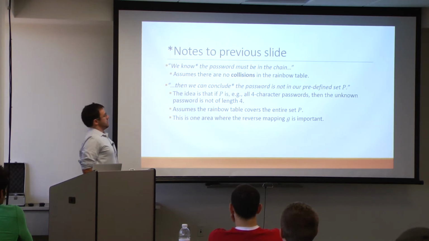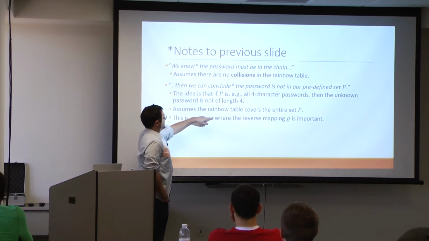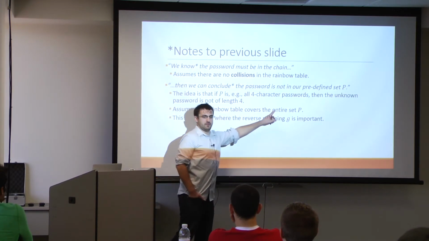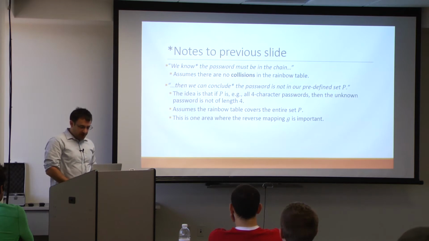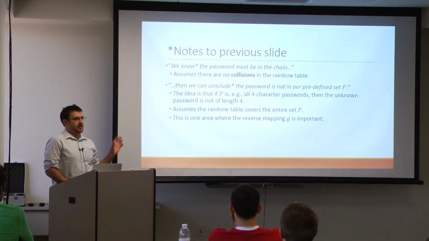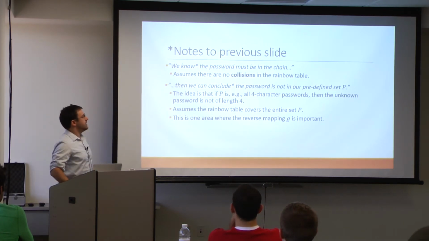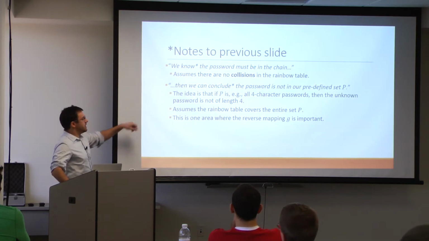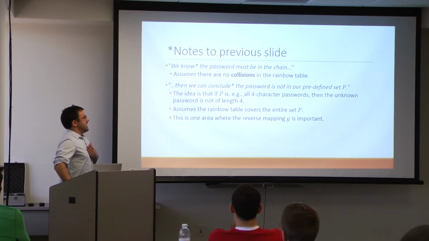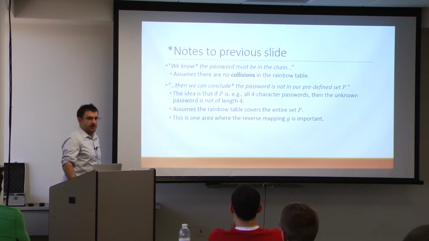First of all, the assumption is that the rainbow table covers all the values in P, which is difficult because the function G, again, takes a hash value and gives you back a password in P. You can't really know for sure that every value in P is going to be covered in the table. So it's not always possible to know that for sure. And again, this is where how G is defined is important.